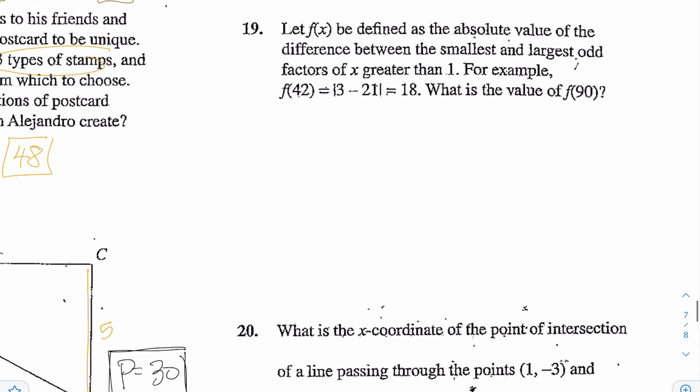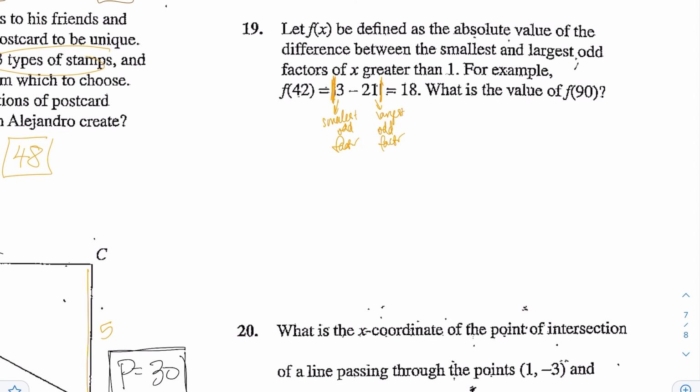All right, next for number 19. Let f of x be defined by the absolute value of the difference between the smallest and the largest odd factors of x greater than 1. For example, f of 42 is equal to the absolute value of 3 minus 21, which is equal to 18. 3, of course, is the smallest odd factor, and 21 will be the largest odd factor. And you subtract, and remember, with absolute value, if it's negative, it turns positive, and if it's positive or 0, it stays the same.